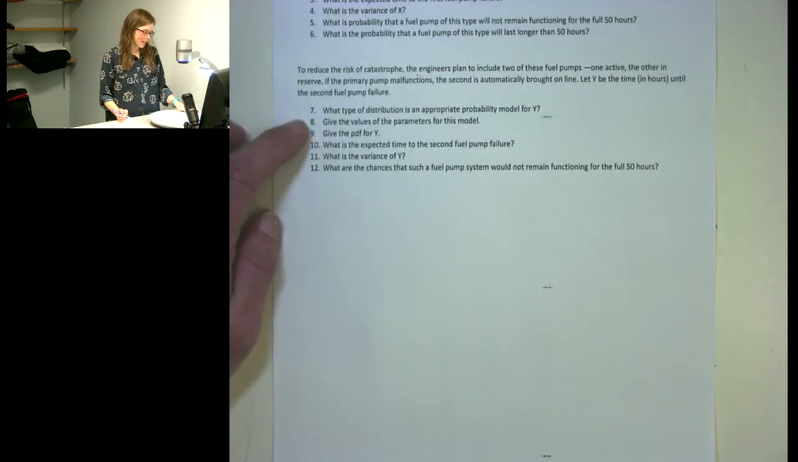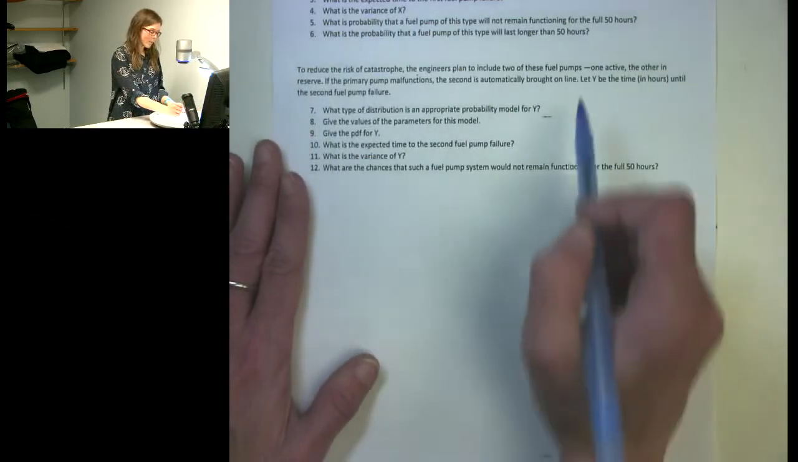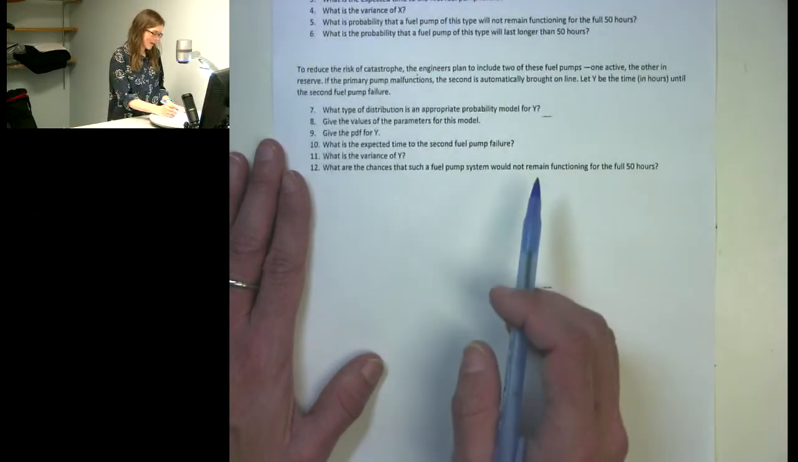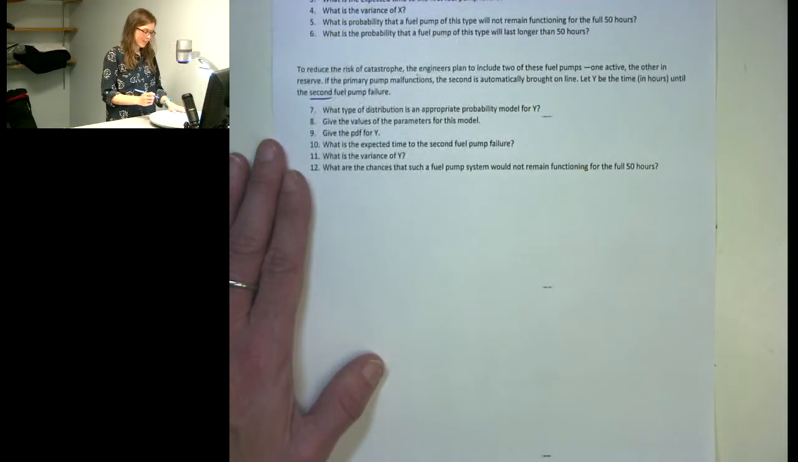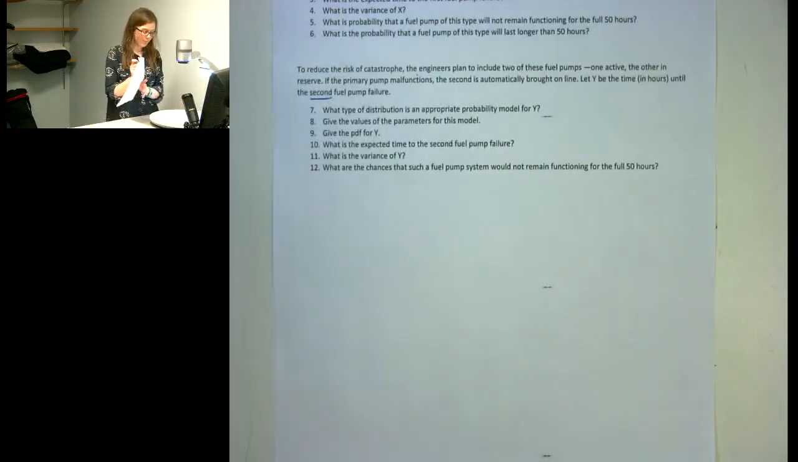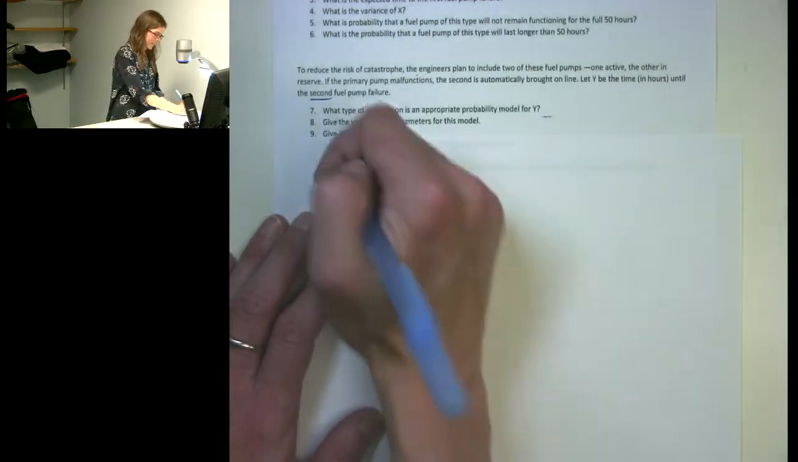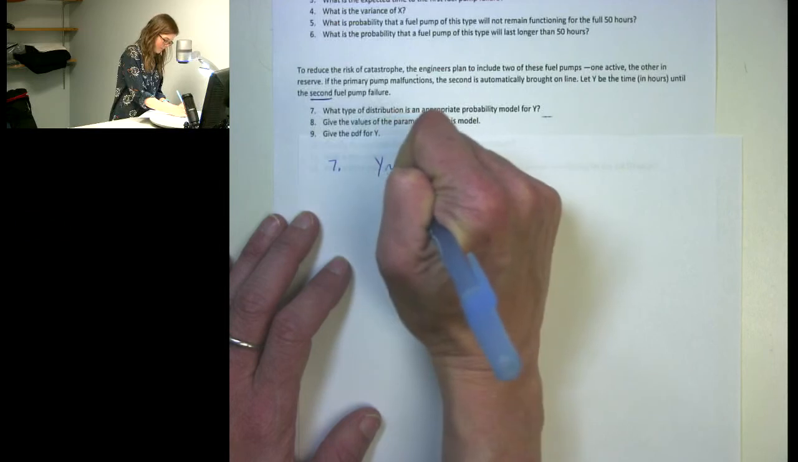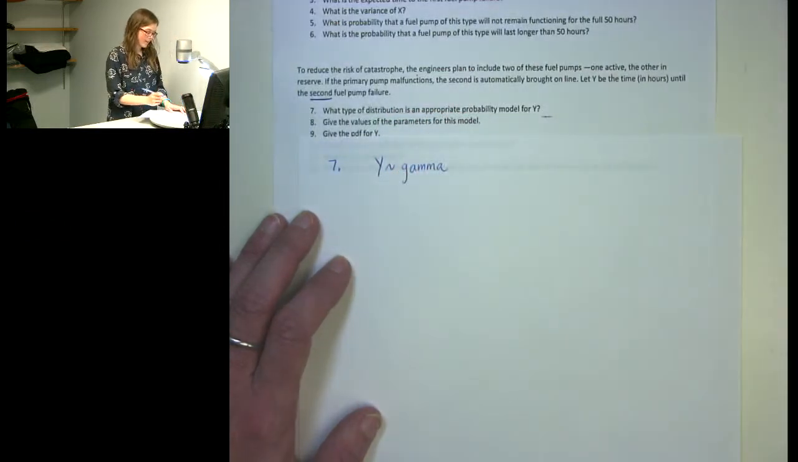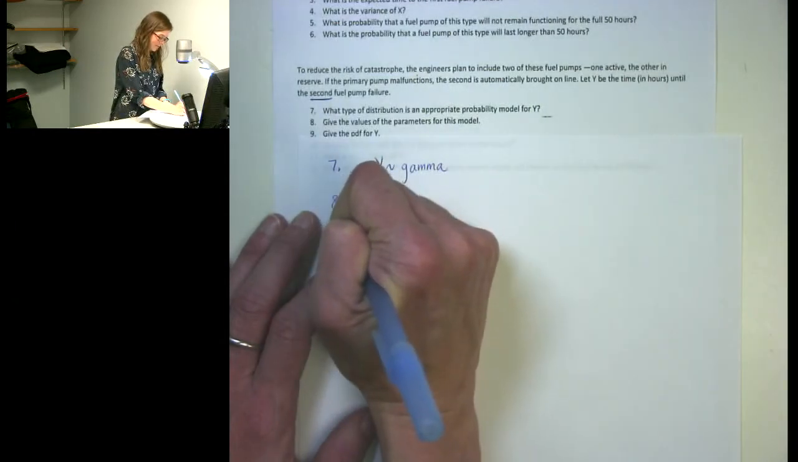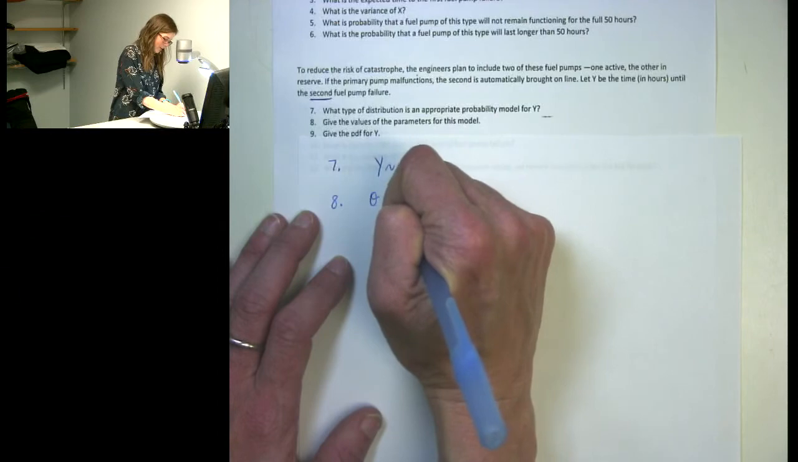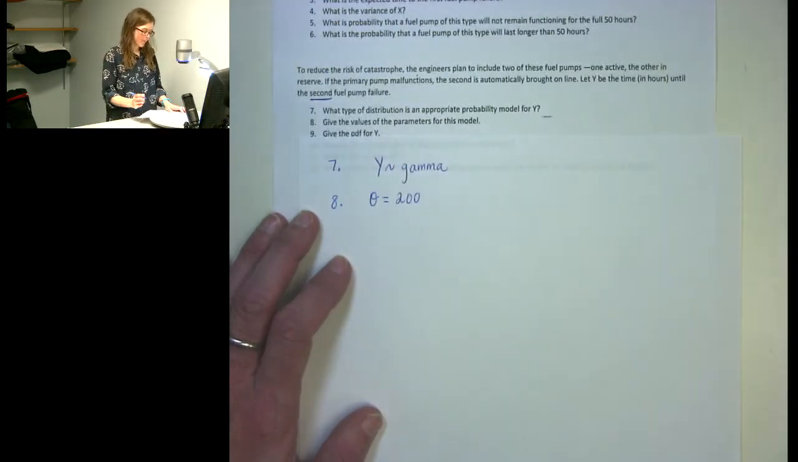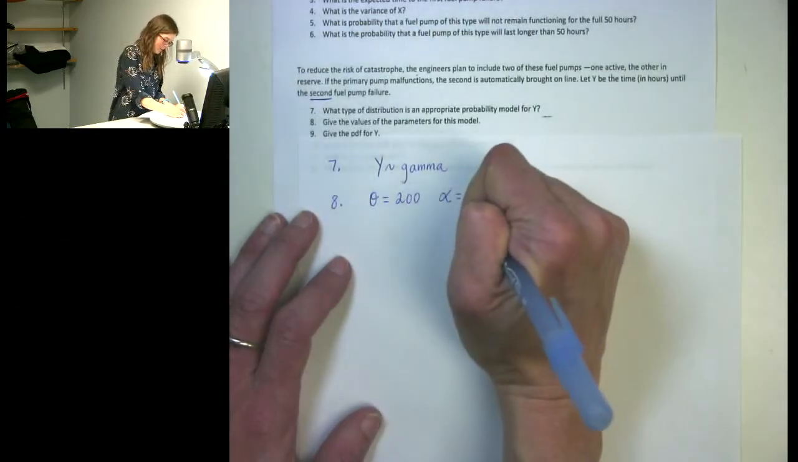And we want to know what the distribution is that would be appropriate to model y. So here again, we're working with a Poisson process, and we're looking at the time now not to the first event occurring, but till the second event occurring. Since we're looking for the second event, this is going to be a situation that we can model with the gamma distribution. And when we're thinking about the parameters for the model, which is question 8, our theta is still going to be 1 over our lambda from the Poisson distribution, so theta is still equal to 200. And now our alpha is saying, how many events are we waiting for? Alpha is equal to 2 because we're looking at the time to the second event.